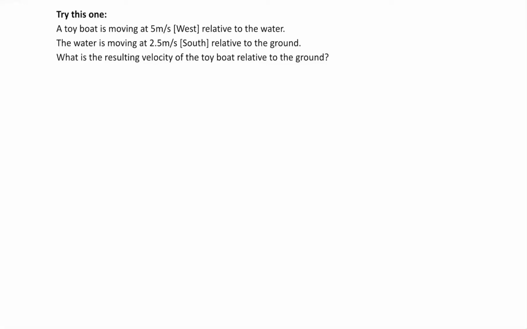Okay, this one's kind of a two-dimensional relative motion problem. I'm going to do it with the notation and drawing the triangle. You're going to have to draw the triangle, but if you skip the notation, I'm okay with that. All right, so we've got a toy boat, and it's moving at 5 meters per second west relative to the water. Using the notation v for velocity with the vector hat, it's the boat relative to the water. So b and w, and that's equal to 5 meters per second west.